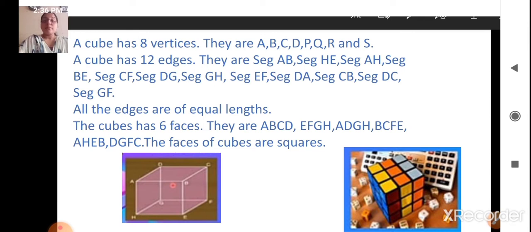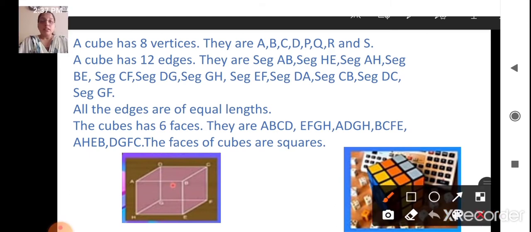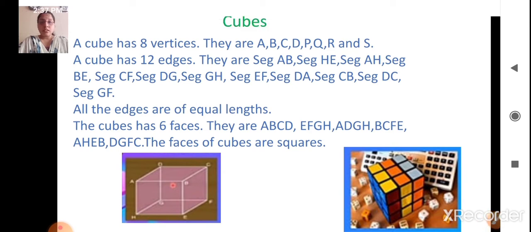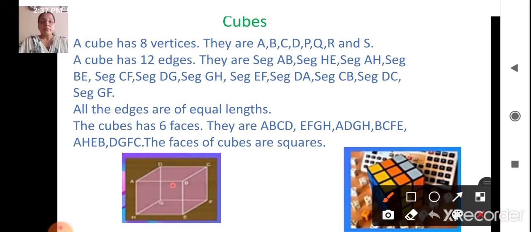Now let us see the cube, which has 6 different faces. First is ABCD, the upper one. Next, the down one, EFGH. This is EF and this is GH. So EFGH, the 2 faces. Next one is ADGH. AD, this is GH. I'll mark it. ADGH, this one. Okay, the third face. Next is BCFE, this one, the opposite one, BCFE.